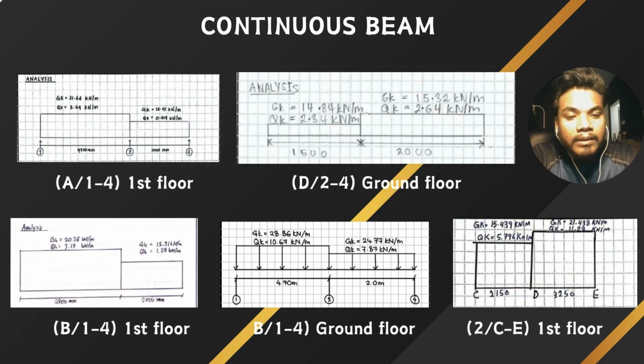Okay, I will present about the continuous beam that our group is designing. This is our group's continuous beam, which means beam A 1 to 4 on the first floor, beam D 2 to 4 on the ground floor, B 1 to 4 on the first floor, beam B 1 to 4 on the ground floor, and 2 C to E on the first floor.